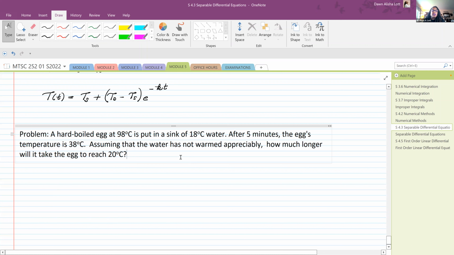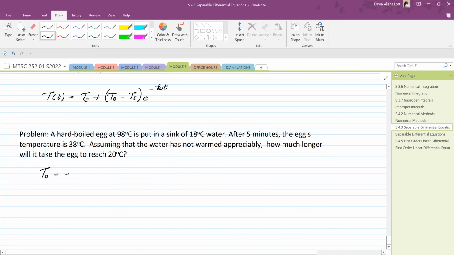Any ideas about how to start this problem? Can anybody tell me what 98 degrees is? I have T, I have T naught, I have Ts, I have a couple things. Can anybody tell me what this 98 degrees is? Is that the initial? Okay, so the hard-boiled egg starts off at 98 degrees. Awesome. So T naught is 98 degrees.